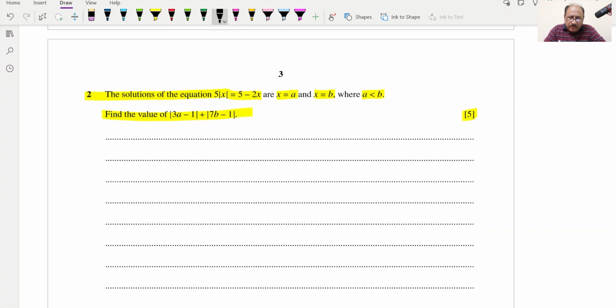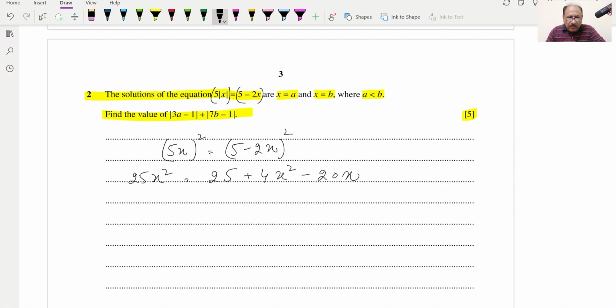What we can do, we can take the square on both sides, this one and this one. So we can write (5x) squared, because it's a modulus so we are using square for that one, and (5 - 2x) squared, and we can open the square. This will be 25x squared is equal to a squared, which is 25, plus b squared, which is 4x squared, minus 2ab. 2 into 5 will be 10, 10 into 2 will be 20, so minus 20x.